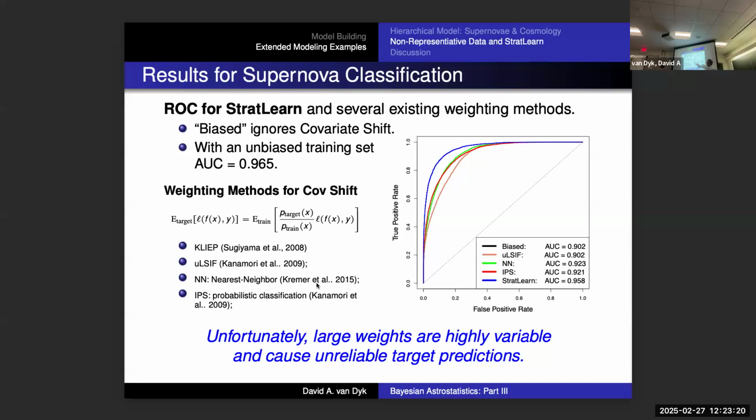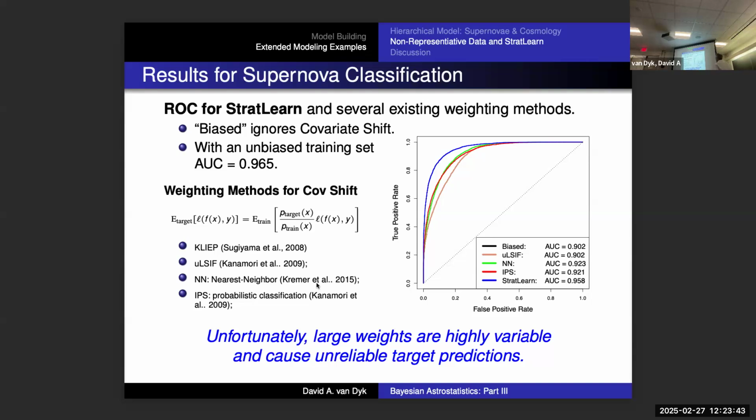There's a bunch of other methods. I'm not going to go into them. Instead of doing what we're describing, they do a reweighting of the distribution of the covariates, the photometric magnitudes, in the training set versus the test set. That means you have to estimate those distributions or the ratio of those distributions, and there are lots of non-parametric ways to do that. All of those methods are trying to do that one way or another.